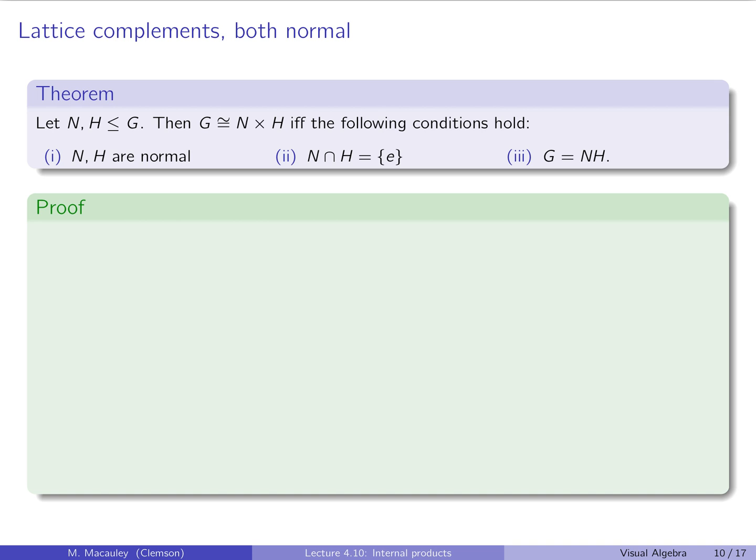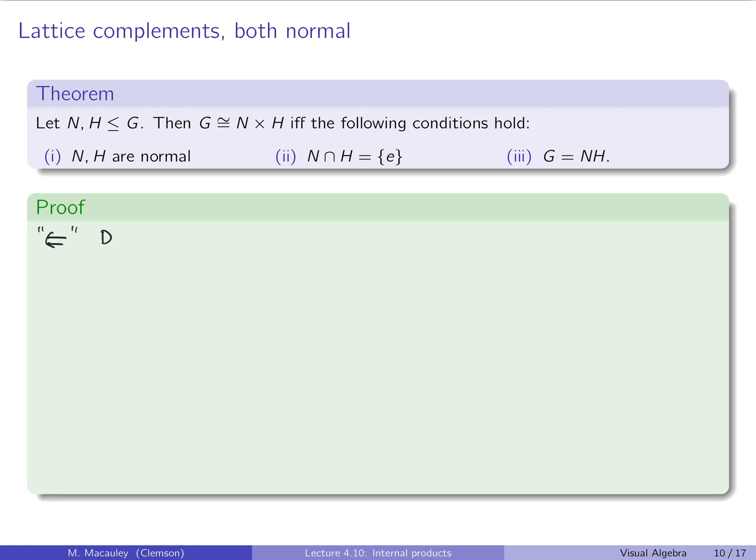Let's prove what I stated in the beginning of this lecture. That is, if we have two subgroups N and H of G, then G is isomorphic to a direct product of them if and only if the following three conditions hold. Both subgroups have to be normal, and they're lattice complements, so they intersect trivially, and they generate the entire group. I'll prove the backwards direction first. That's really the only one we have to do. We'll talk our way through the forward direction afterwards.